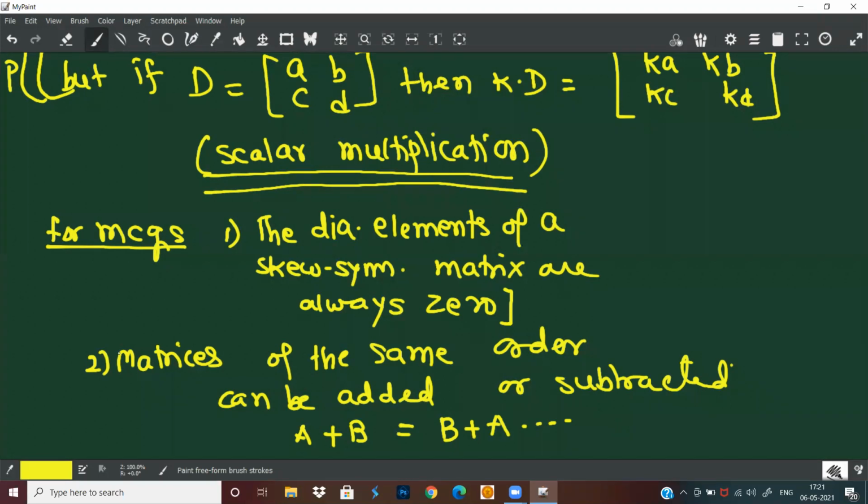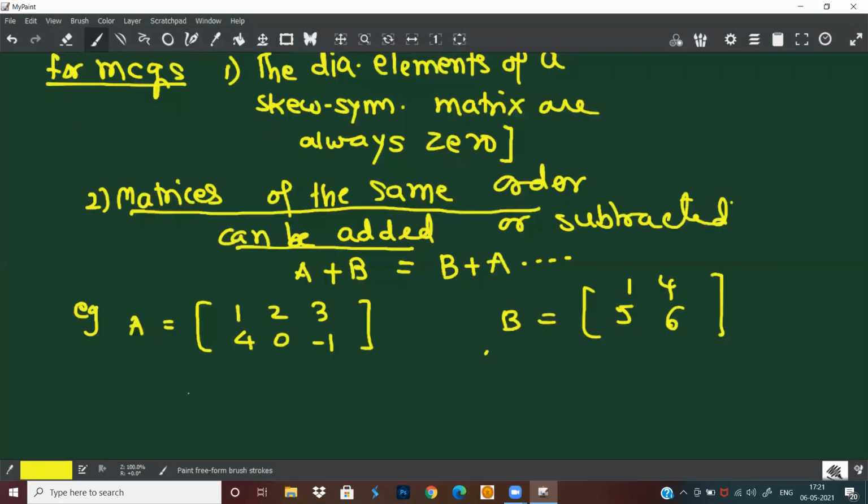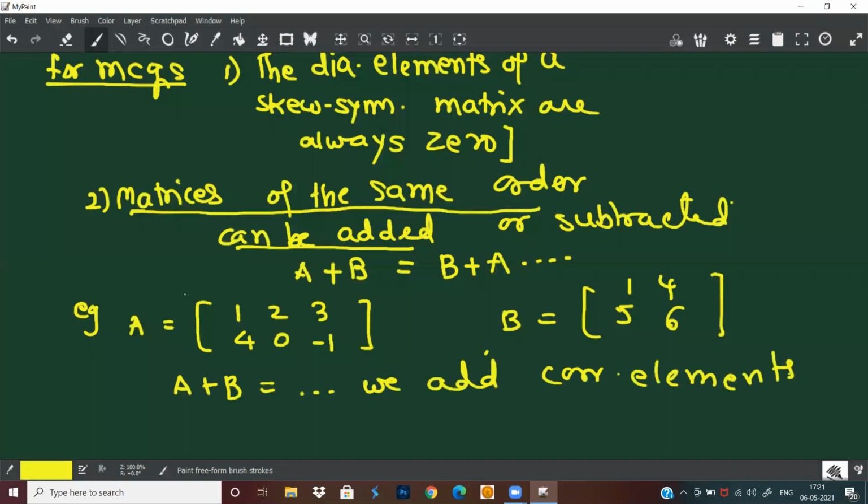Saksham, you didn't understand this point: matrices of the same order can be added. Okay. See, I'll give you an example. If my A is 1 2 3 4 0 minus 1 and B is 1 4 5 6, if I want to add A plus B, then we add corresponding elements.